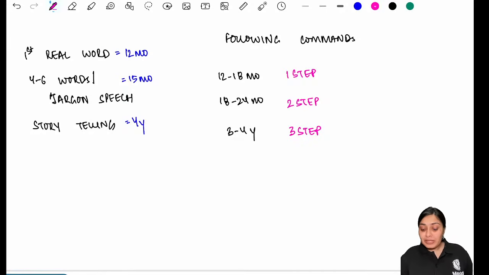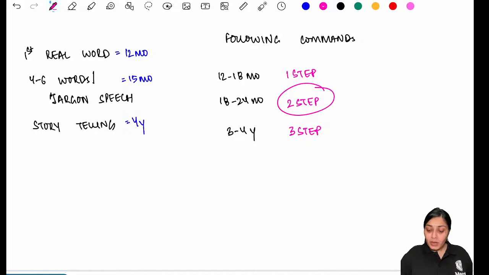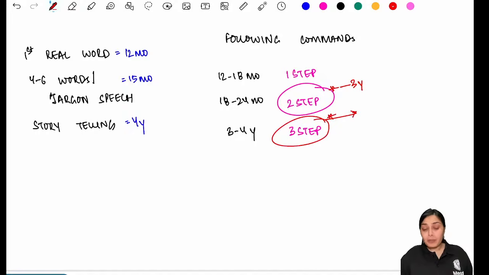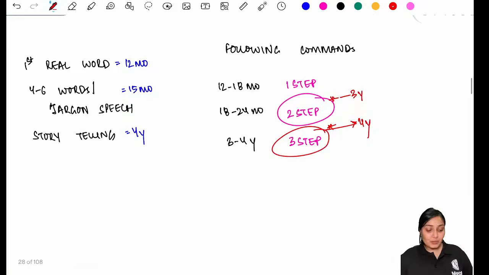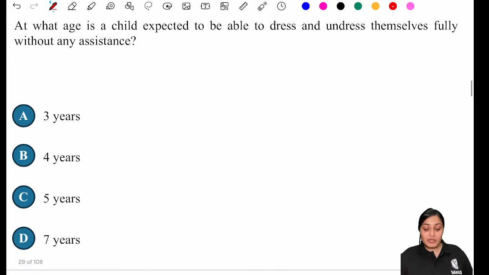And when will be the red flag? Red flag will be if the child cannot follow two step command at 3 years of age, this is a red flag. And if the child cannot follow three step command at 4 years of age, this is again a red flag. So this is following commands and speaking the language milestones. So let's move to the next question.